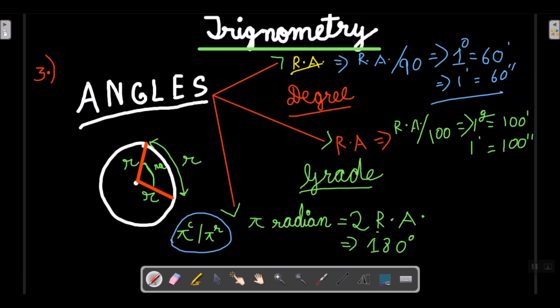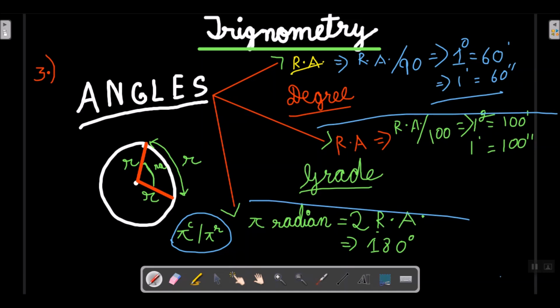So the three units have been told to you, and the conversions are also told. You know degree, now you can convert to radians and grade, and grade is not used in trigonometry. Degree and radians are used the most.